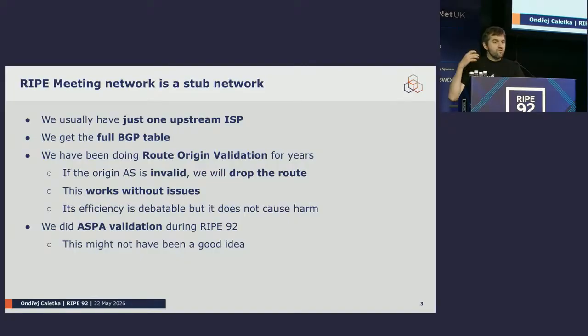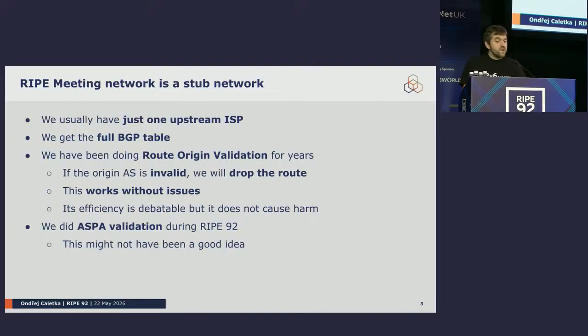Usually, we are connected to only one upstream ISP that is providing us not with a default route, but with the full BGP table. We explicitly ask for the full BGP table so we can do ROA validations, because that's what the community has asked of us for a while. So we validate the ROAs, and if we find that some prefixes are originated from an invalid ASN, we just drop them and they don't go into our routing table. This has worked for years without issues, even though it's a little debatable whether it actually has any effect on this single-homed stub network.